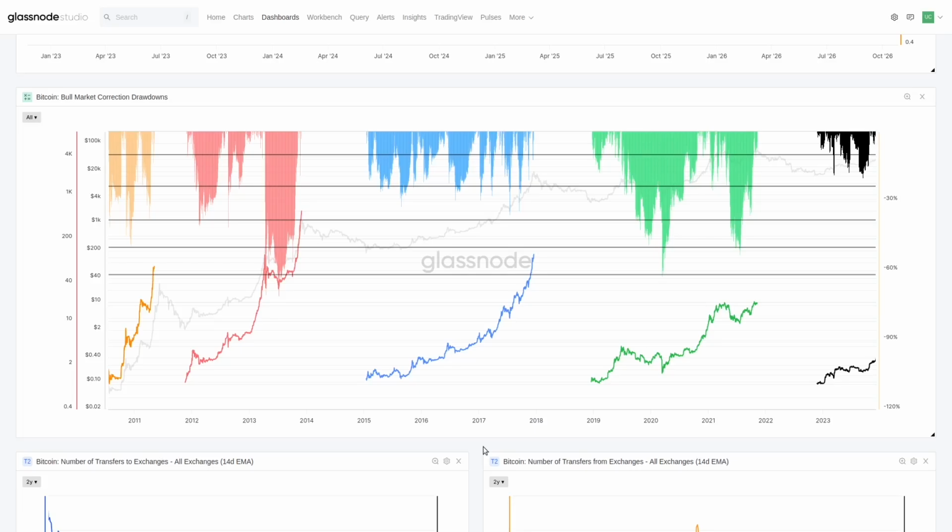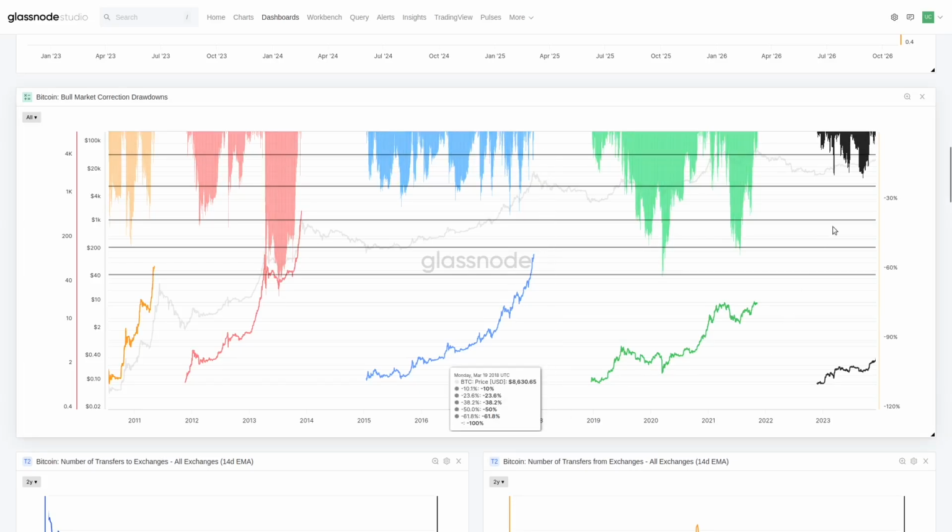We do have a dashboard for both BTC and Ethereum that covers this particular chart, as well as the opposite, which is bear market rallies. From the low in a bear market, how high do the rallies actually go? Basically, we're looking for how deep is the counter-trend move.